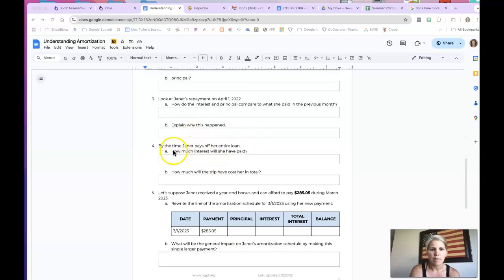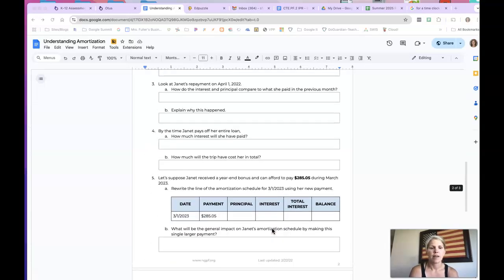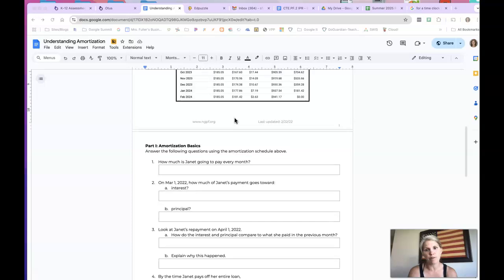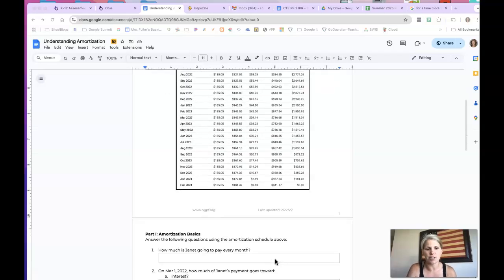And let's see, by the time she pays off her entire loan, how much interest will she have paid? So we come and look down here at the very bottom, and her total interest, it tells us $941.17. So how much will the trip have cost her in total? So we would take the $3,500 and add the $941.17 to know that is the full amount. So almost $4,500 was how much this vacation cost her.